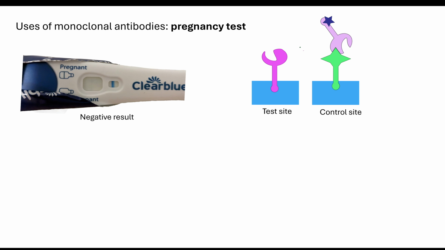Now, a negative test result means that there is no HCG present. If there's no HCG present, our test site remains open and has not bound with anything. As it makes its way up through the control site, it is complementary to the monoclonal antibody in that control site. So therefore, the free monoclonal antibodies have made their way up through the pregnancy test and they have bound at the control site. And a dye molecule has then been activated, which is why you get the blue line in the control site region.